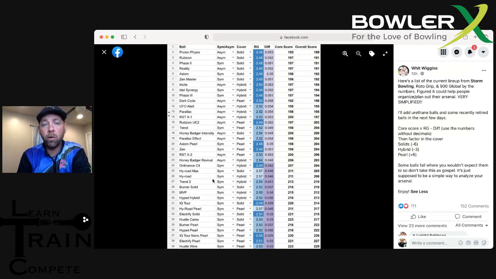But when you're looking at the overall view of this, you can say, okay, this makes sense, because look at the top. You got Proton Physics, Rubicon, Phase 2, Reality, Axiom, Zen Master, and all of those bowling balls are really super strong bowling balls. So you take those top 7, you probably want to pick one from those top 7. Now, you wouldn't want to drill a Proton Physics and a Reality. Why would you want to do that? That wouldn't make any sense. They're basically the same ball, in my opinion.